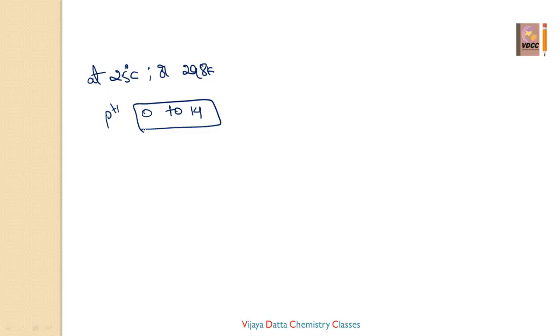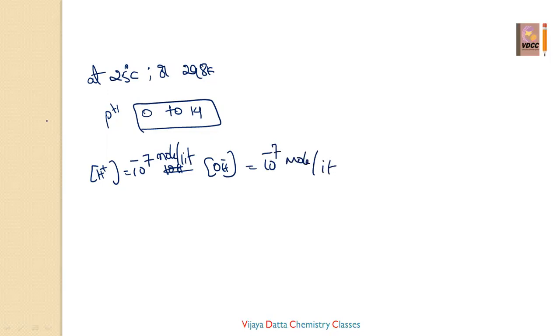See, we already discussed the concentration of H plus and the concentration of OH minus ions. In pure water or in a neutral aqueous solution, the H plus concentration is 10 to the power of minus 7 mole per liter, and the OH minus ion concentration is also 10 to the power of minus 7 moles per liter. This is at 25 degrees Celsius or 298 Kelvin. Concentration of H plus will be 10 to the power of minus 7, concentration of OH minus will be 10 to the power of minus 7.